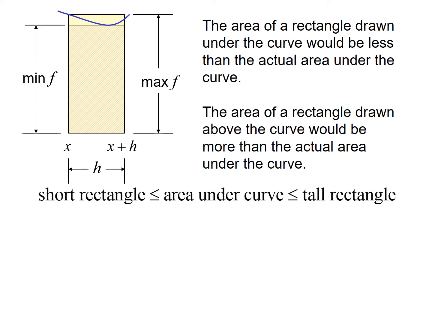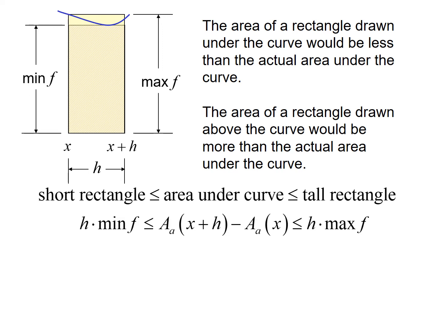So we have that short rectangle found by the minimum value of f, and the tall rectangle found by the maximum value of f, and the true area lies somewhere in between. There's a width of h on this interval, so the area of the smaller rectangle would be h times the minimum value of f. The area of the larger rectangle would be h times the maximum value of f. And the true area, using our notation from the previous page, is A sub a of x plus h minus A sub a of x.